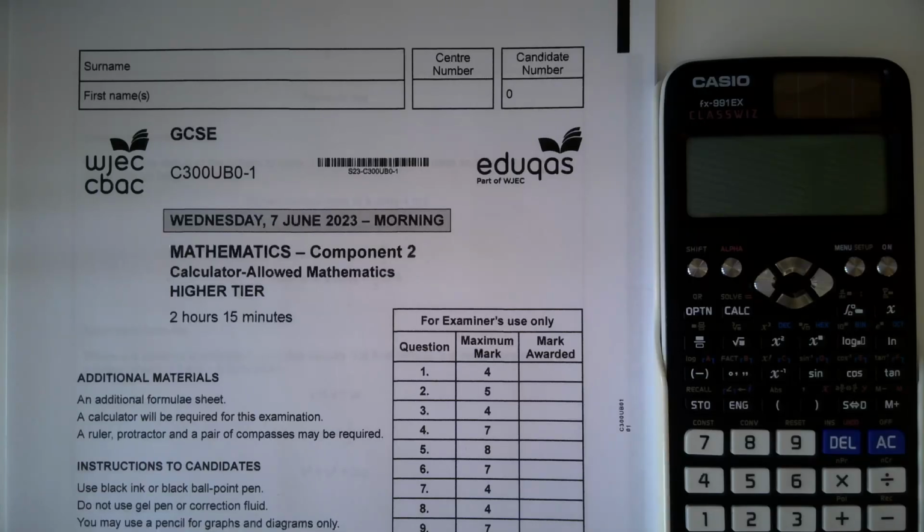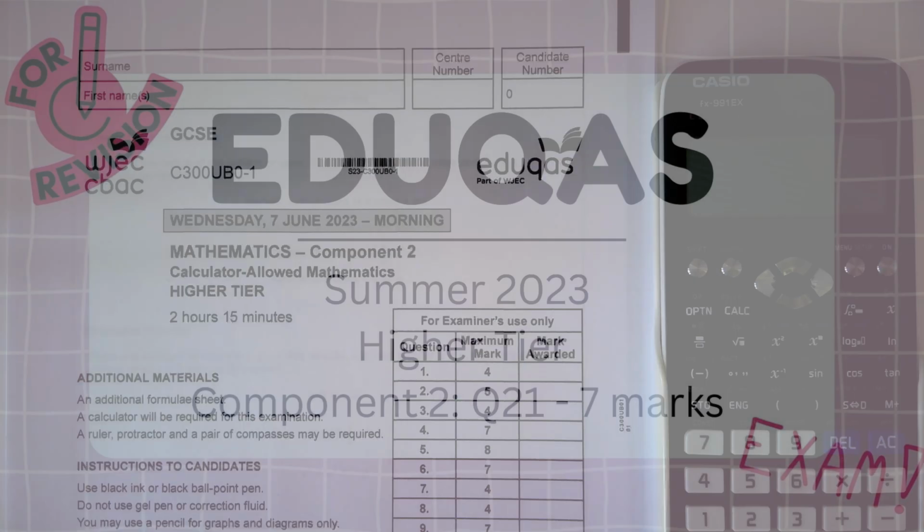Eduqas Component 2 papers are calculator papers, so a calculator should be used. A little disclaimer, there may be more than one way to answer a question. The methods shown in this video are not the only way some mathematical skills can be applied. Okay, let's get started.